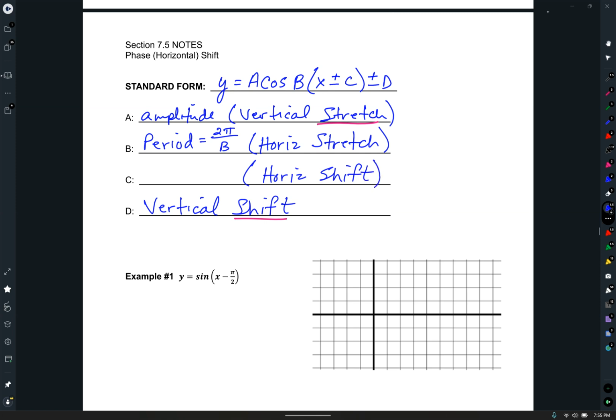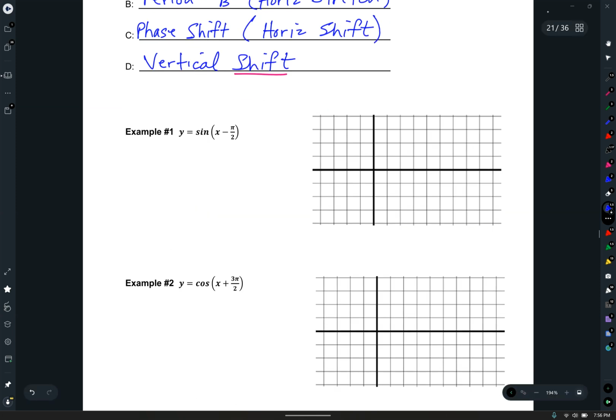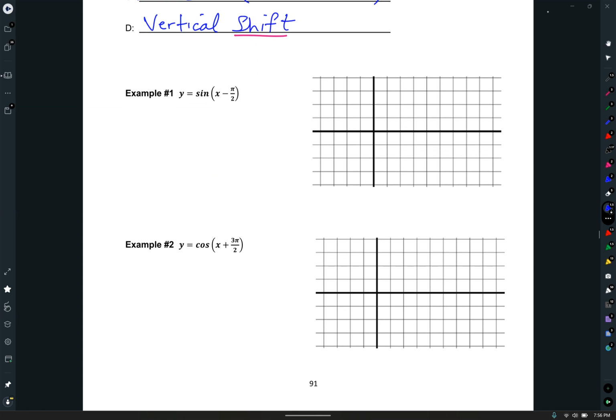So what if we want to pick up the graph and move the entire thing to the left or right? There is actually a formal name for this in trig. It's called the phase shift. I don't care if you necessarily use that word as opposed to a horizontal shift, but I wanted you to know that in textbooks, that's what they'll call it. Vertical shift doesn't have any other special name, I don't think. Maybe other teachers smarter than me have a name for it, but I don't know what it is. Okay, so let's look at example 1.